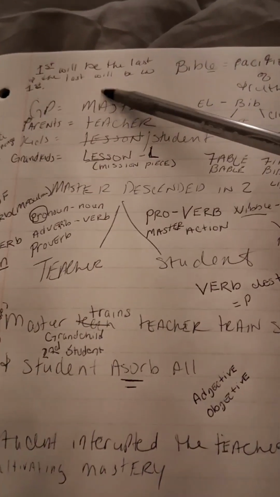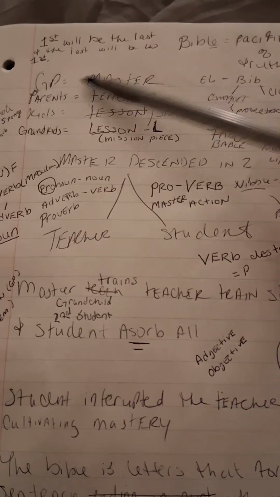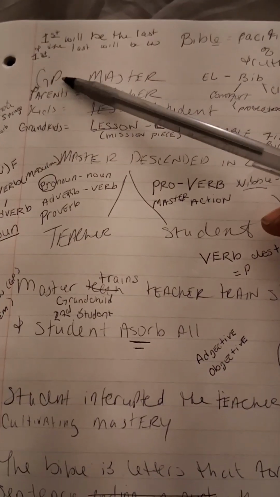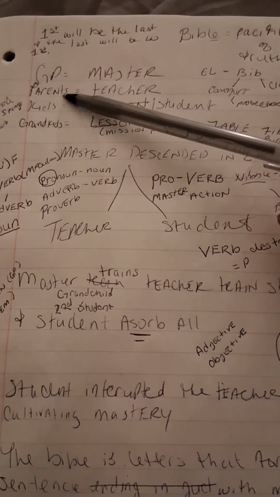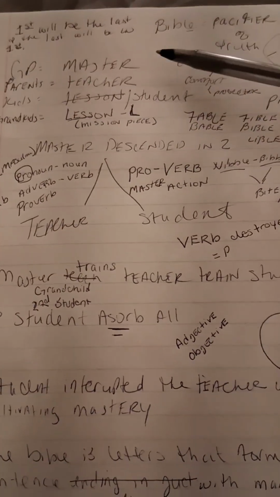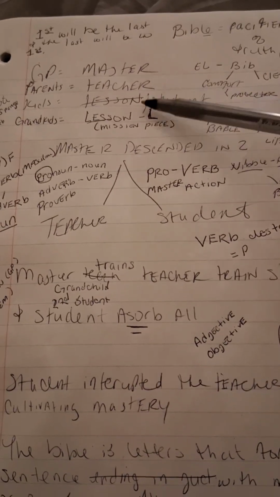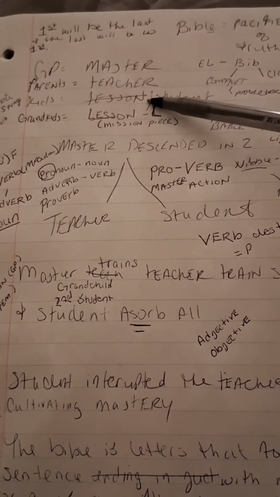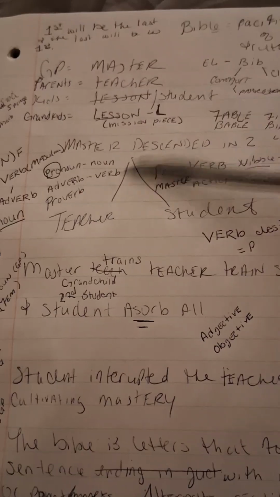Okay, real quick, I just want to show you what it means when it says the first will be the last and the last will be the first. So that's grandparents. I have them just abbreviated as GP. So we have grandparents, parents, kids, grandkids. Grandparents are the master because they've raised their parents, watched their children raise their children, and now the grandparents are the mastery of that lesson.